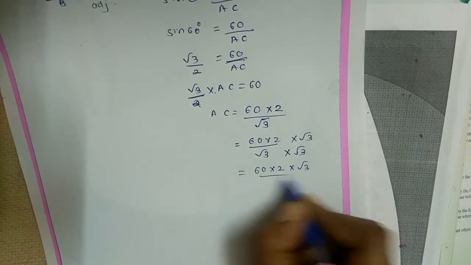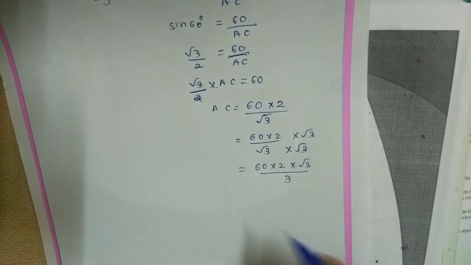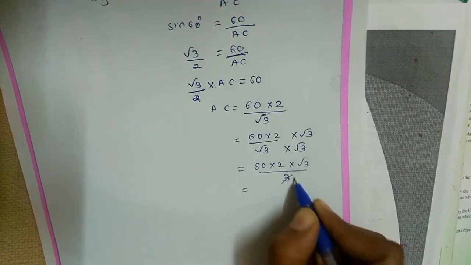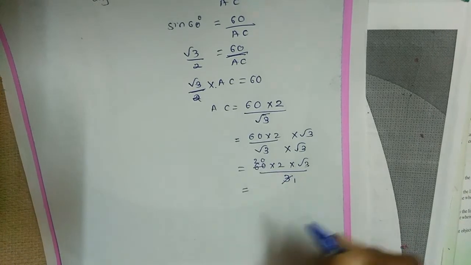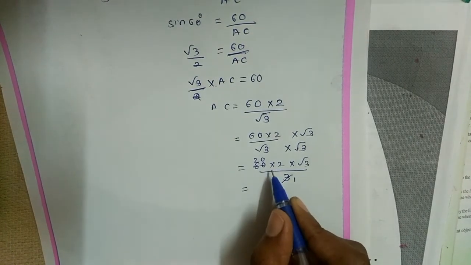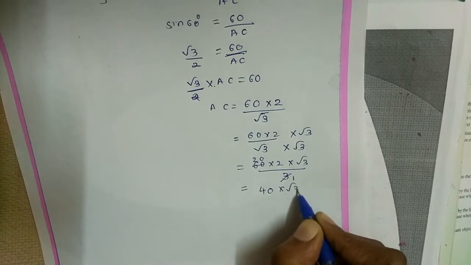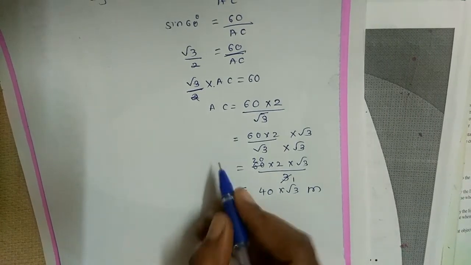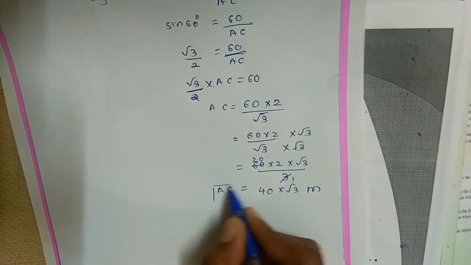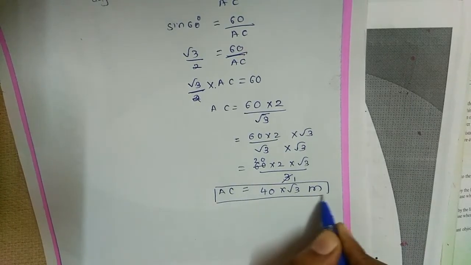Root 3 into root 3 is just 3. So this 3 and 60 we can divide: 3 twos are 6, 3 ones are 3, leaving 20. So 20 into 2, that is 40 into root 3 meters. This is AC, the length of the string we have taken.